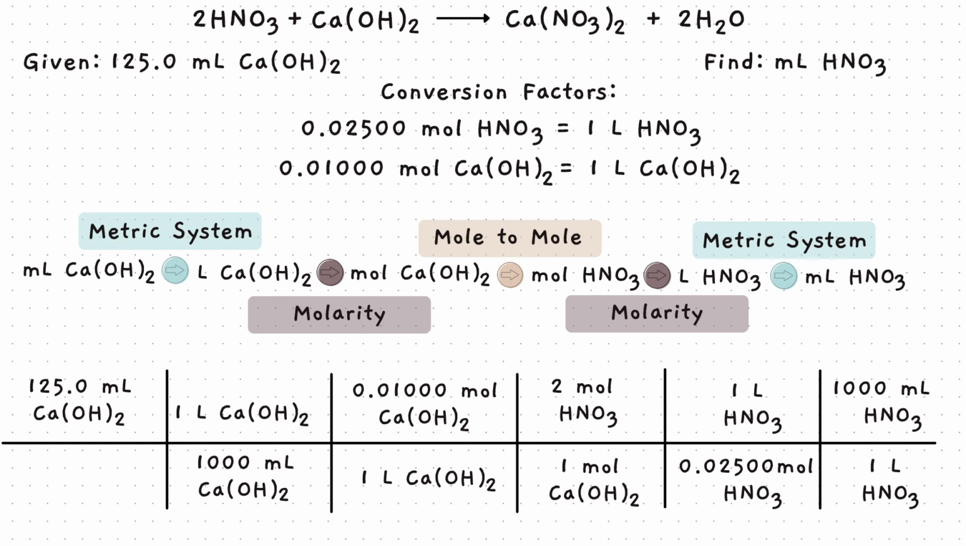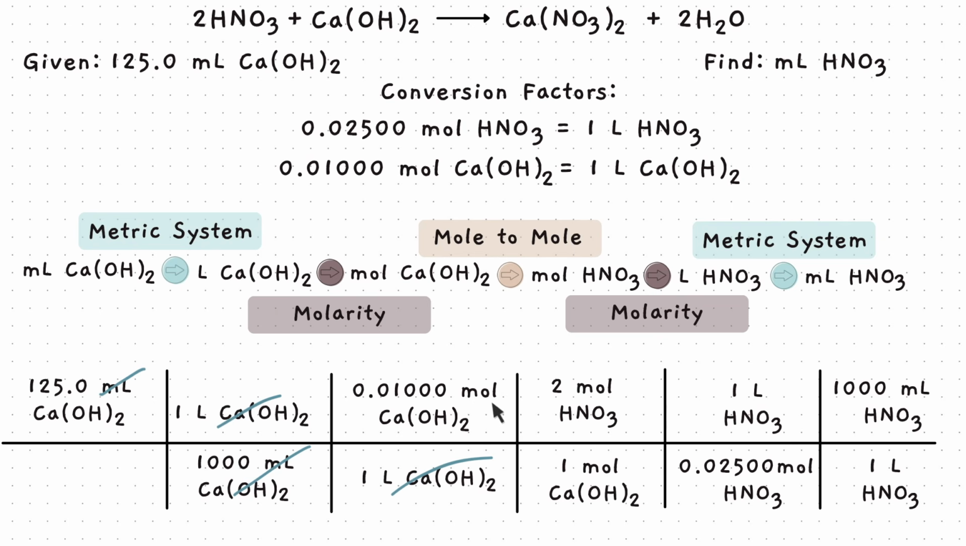We start with the given milliliters of calcium hydroxide. Using the metric system, and specifically, 1,000 milliliters is equal to 1 liter, we'll align the same units across from each other and place the liter on top. The milliliters cancel out, and we are now at liters of calcium hydroxide. We're going to moles of calcium hydroxide, so we'll use the given molarity. Place the same units across from each other so they can cancel out, and our moles of calcium hydroxide go on top.